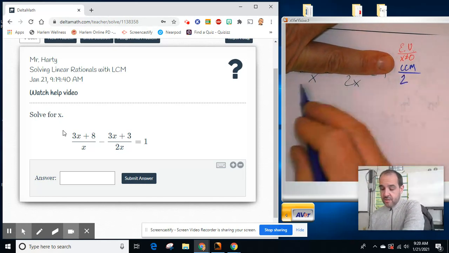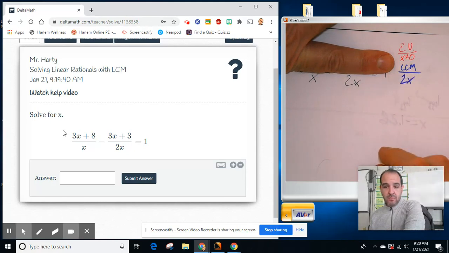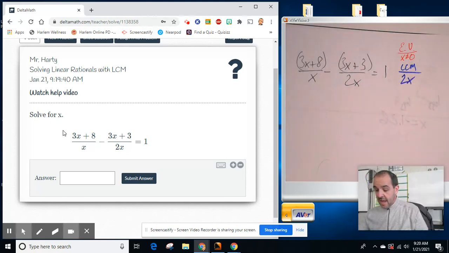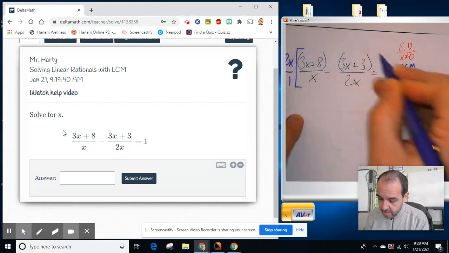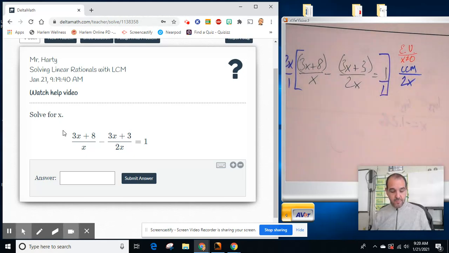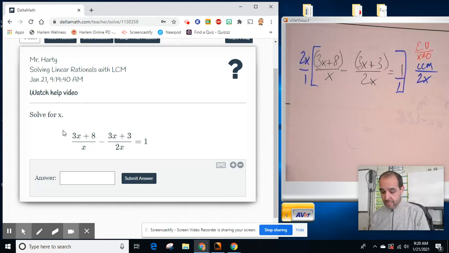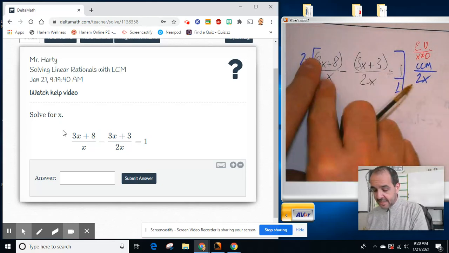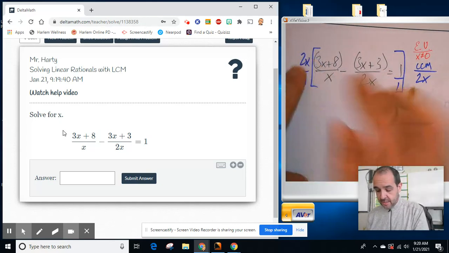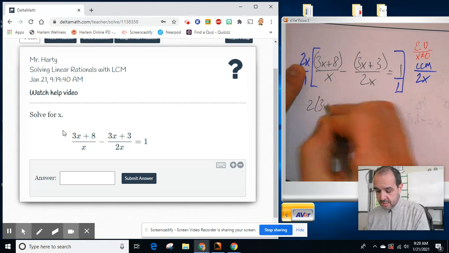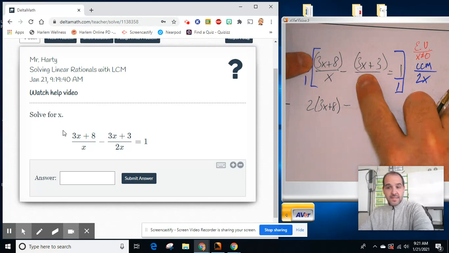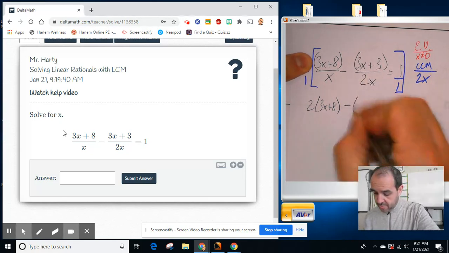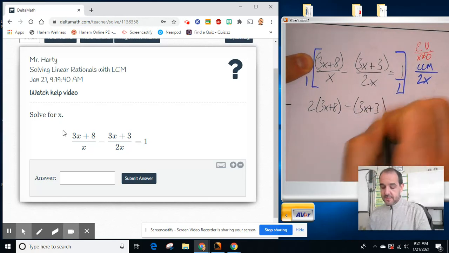2 is my coefficient. X is my largest exponent. But again, you should have your help sheet somewhere handy if you need it anyway. Just saying. So here, I'm going to multiply through by 2x. As I do that, on this first one, the x's cancel, but the 2 is still there. So I get 2 times (3x plus 8) minus, for this next term, the 2x's all cancel, so (3x plus 3). Don't lose your parentheses.